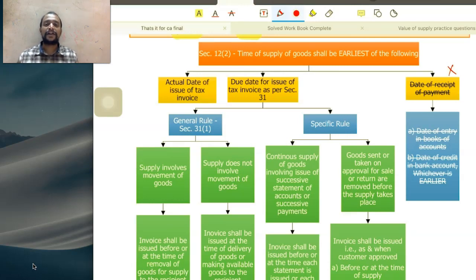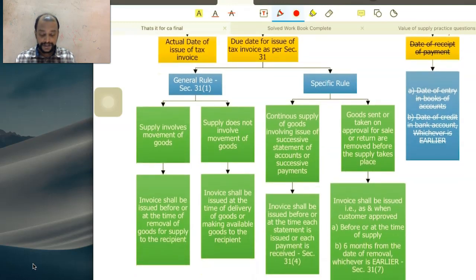For example, you are located somewhere in Karnataka and I am in Tamil Nadu, and you placed an order with me and I need to deliver goods to you. So supply involves movement of goods. In case when supply involves movement of goods, what is the due date of invoice? Invoice shall be issued before a time of removal. So the due date is time of removal. Remember, what is the due date of invoice? The time of removal. If supply involves movement of goods.